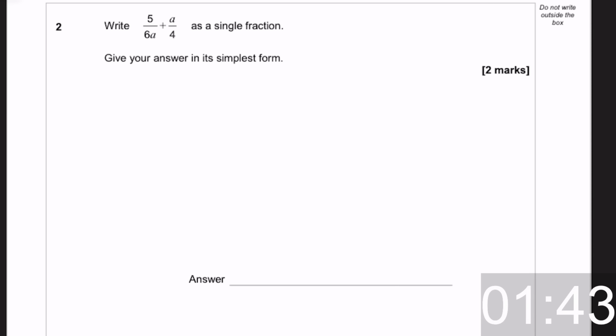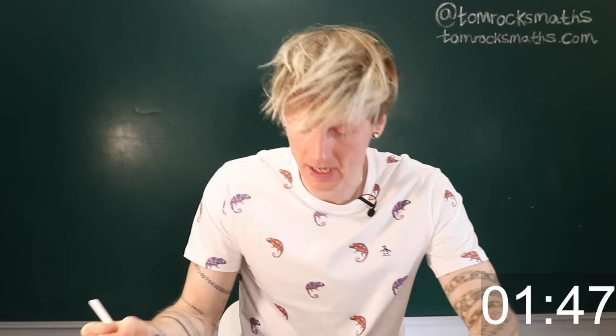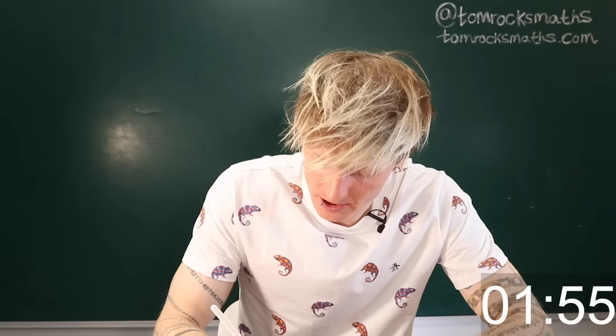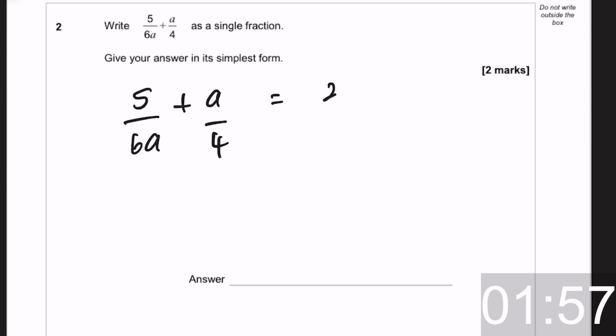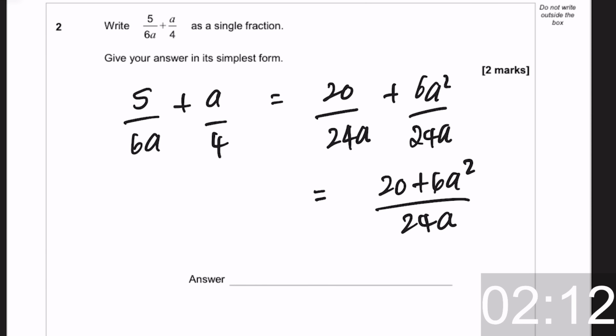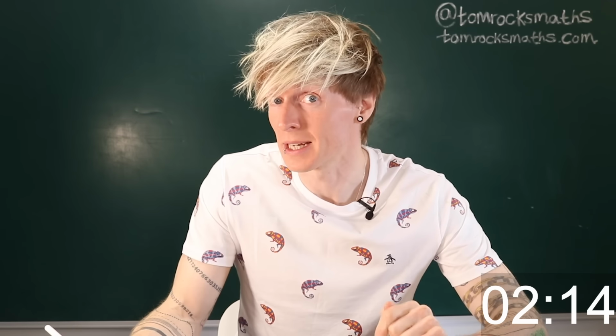Question 2. Right, 5 over 6a plus a over 4 as a single fraction. Okay, so we need to put them over the same denominator. So I believe that's going to be 5 times 4 is 20 over 24a, plus, and then to get that one, 6a times a is 6a squared over 24a. So it's 20 plus 6a squared over 24a. Give it in its simplest form.